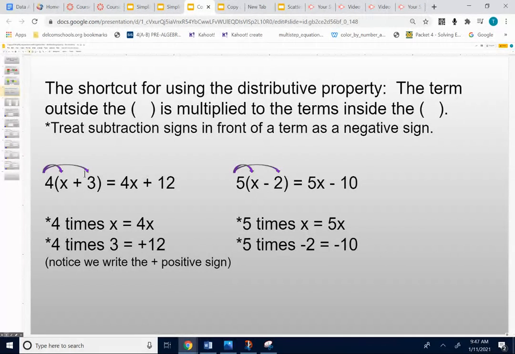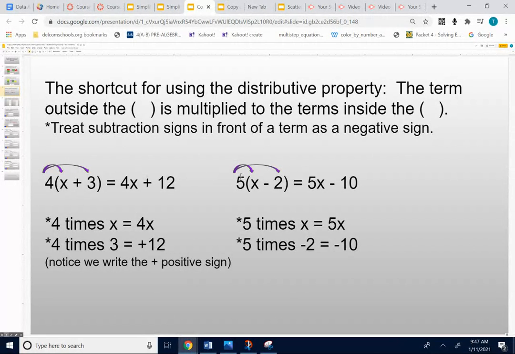So the 2 problems we just did, we had 4 times x plus 3. Just take 4 times x is 4x, and take 4 times a positive 3, which is a positive 12. So we end up with 4x plus 12. Make sure you write that positive symbol.